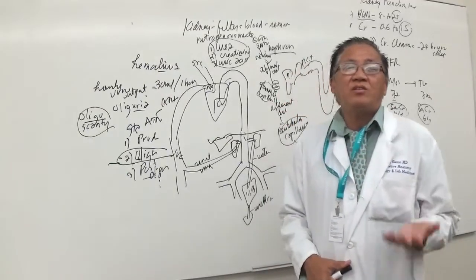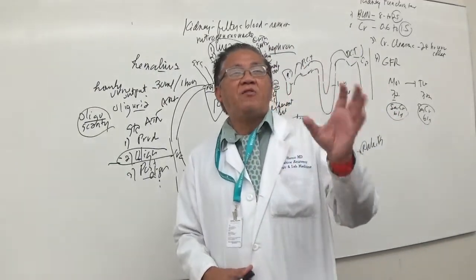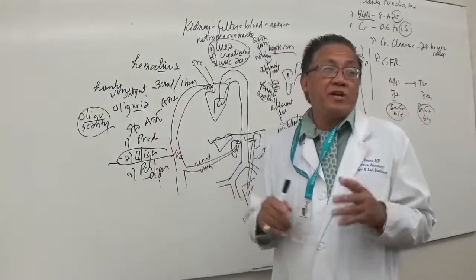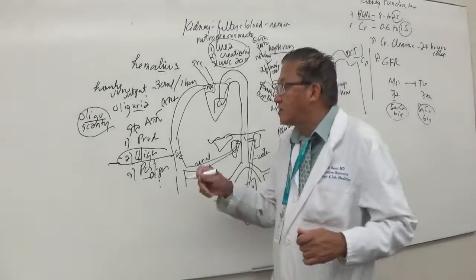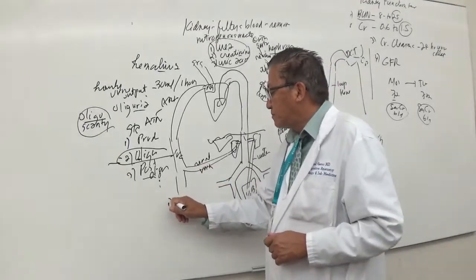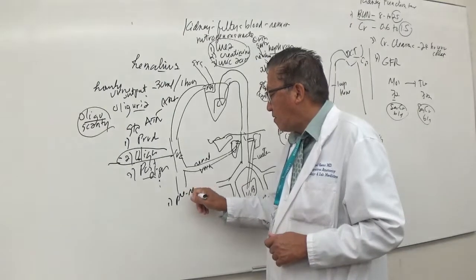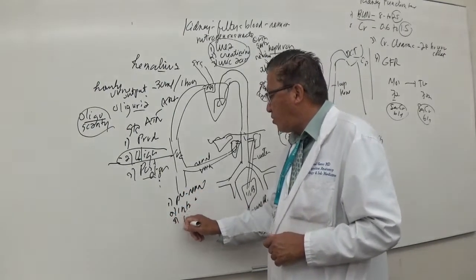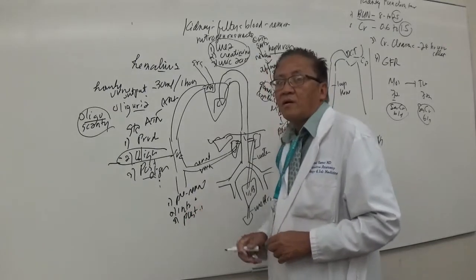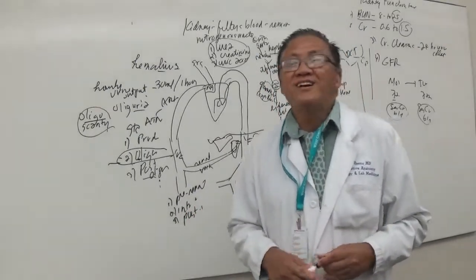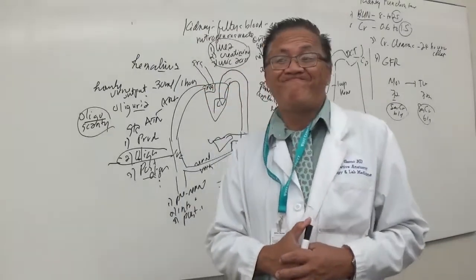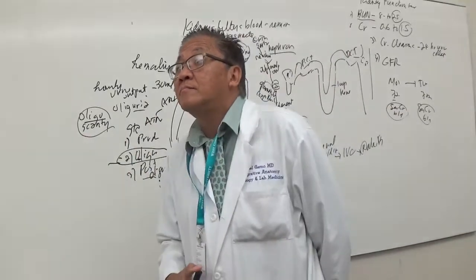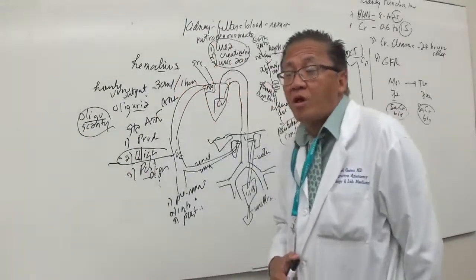Now, what can lead to renal failure? There are three types: pre-renal, intra-renal, and post-renal. Let's deal first with post-renal causes. So what are they again? Pre-renal, next is intra, and the third one is post. Okay, what's the most common cause of post-renal disorders leading to possible ARF? Yes, ma'am? Block in the ureter. Block in the ureter, very good.